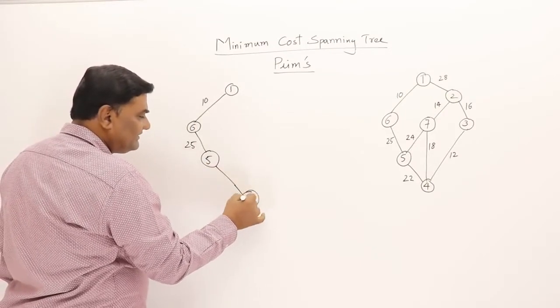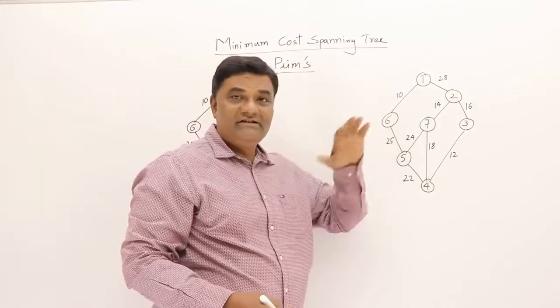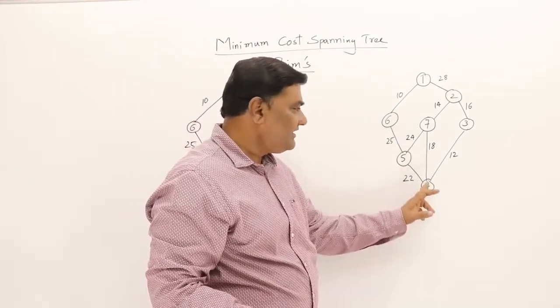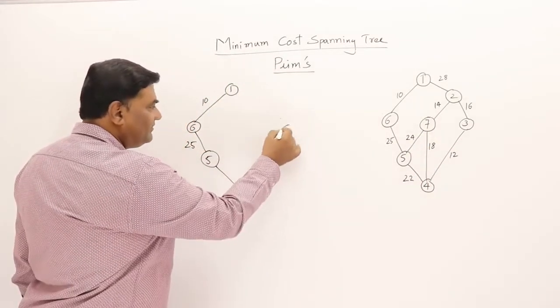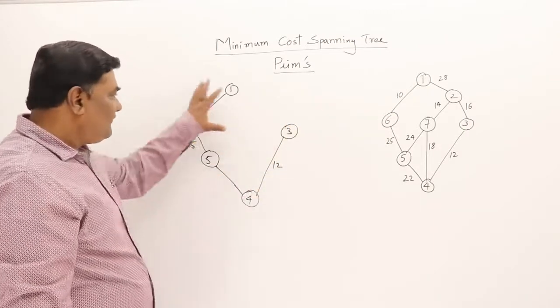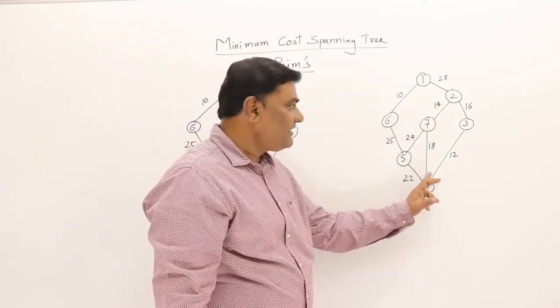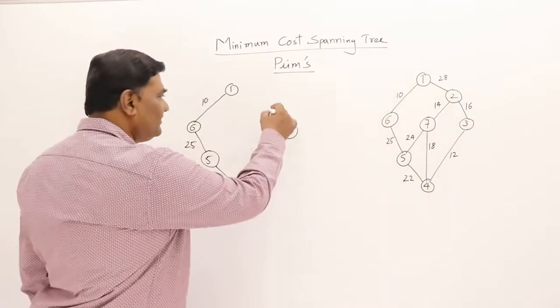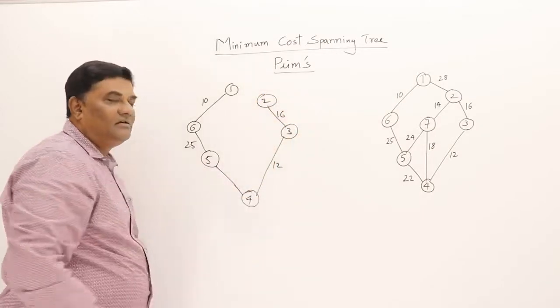So 4 is selected. Now from 1, 6, 5 and 4, who is smallest? The connected ones are 24 and 18 and 12. So 12 is smaller. So we will take 12. Then out of all these, which connected is the smallest? Here I have 24, 18 and 16. So 16 is smaller. So take that 16.